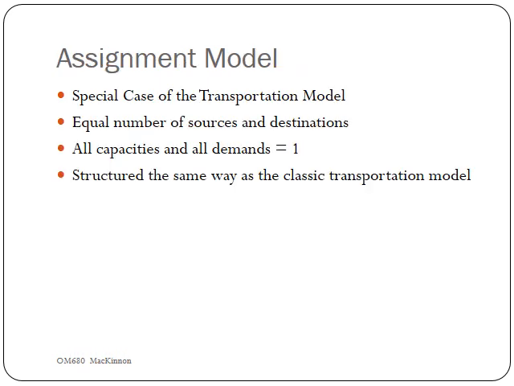So now let's take a look at something we call the assignment model. It is essentially a transportation model, but it's a little bit different. It has an equal number of sources and destinations, so it's going to look like a square. And all capacities and all demands equal 1. In other respects, it is the same as the classic transportation model.